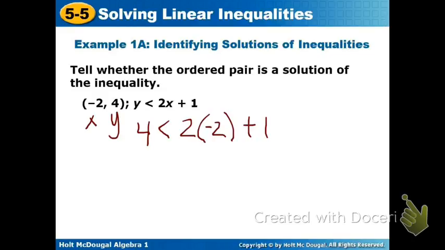2 times -2, that is -4. We'll bring down that +1. I haven't done anything with it yet, nor have I done anything with that 4. All right, now let's simplify that right-hand side. We've got -4 plus 1. What is -4 plus 1?